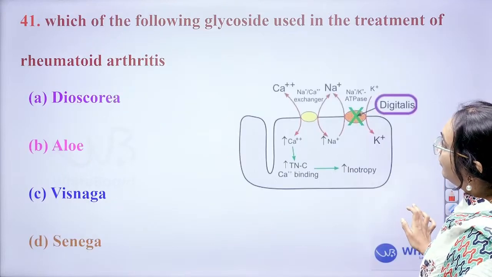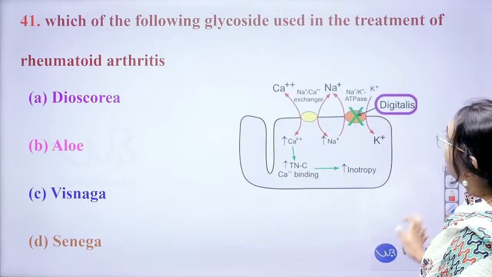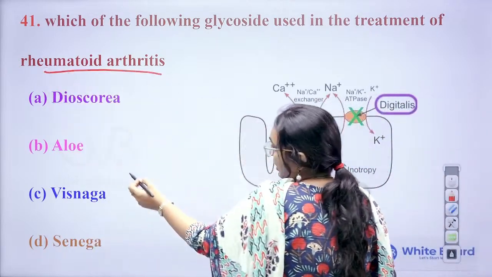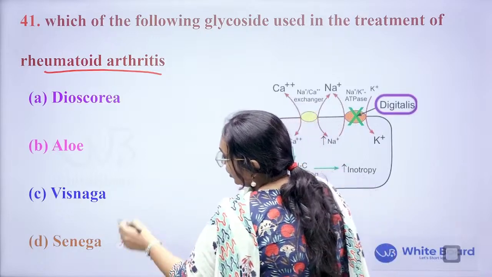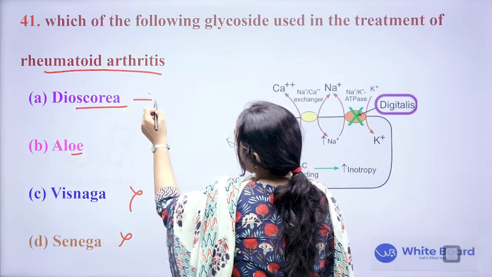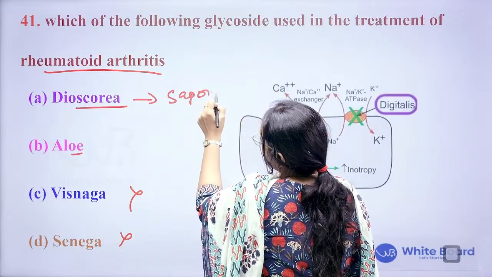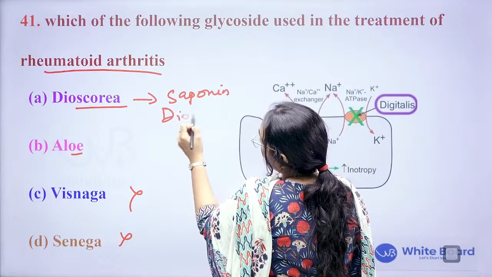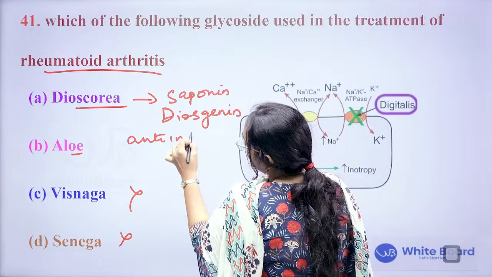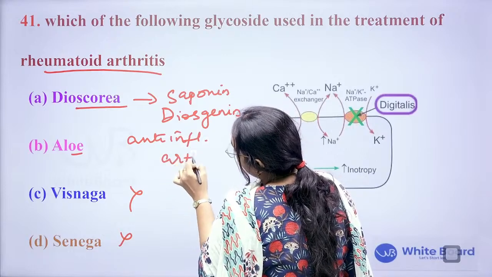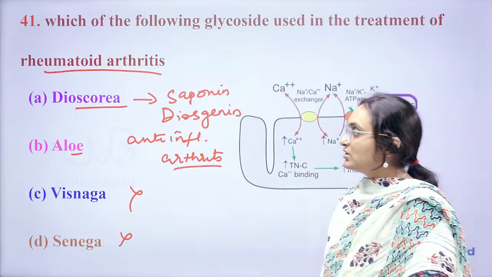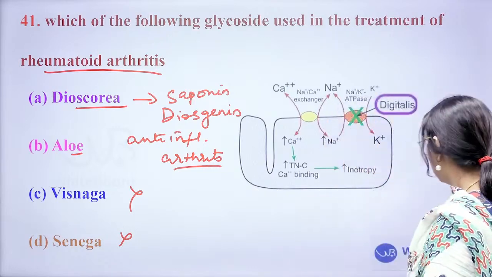Next, which of the following glycoside is used in the treatment of rheumatoid arthritis? Dioscorea, aloe, visnaga and senna. Not visnaga and senna. Aloe is also no. Dioscorea consists of saponin glycosides. Okay, saponin, diosgenin, which is useful as anti-inflammatory and in treatment of certain arthritis. Normally, it is rheumatoid arthritis. So, Dioscorea is the answer, which consists of saponins.